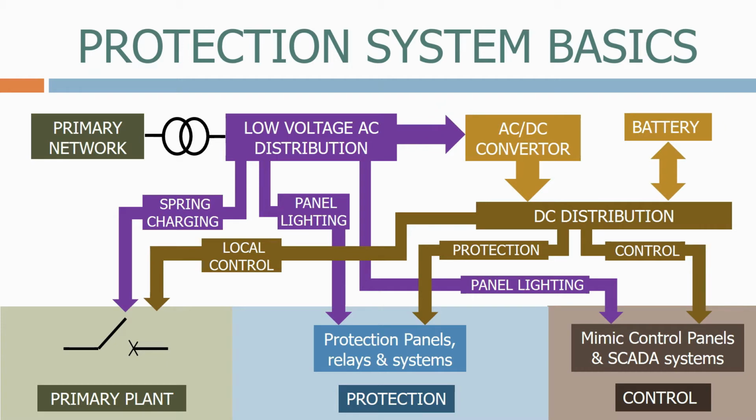Finally, we have a battery. This is there to provide an emergency supply in case the primary network fails. Most high voltage substations have a battery that can provide a DC supply for up to 8 hours after the primary network has failed. This allows you to open and close the breakers and monitor the system until the supply from the main primary network returns.